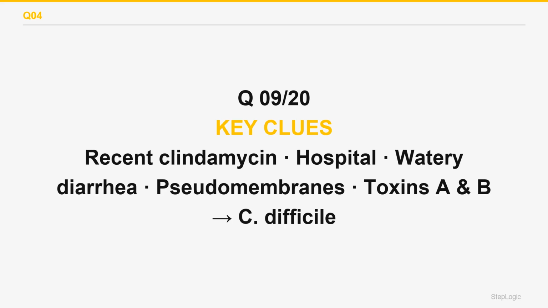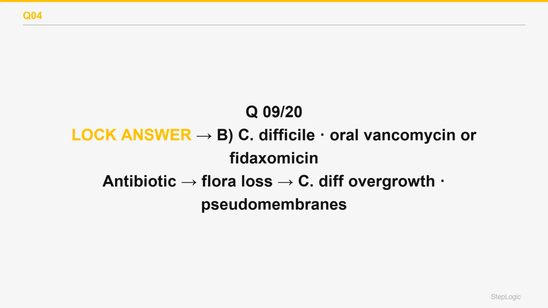First-line treatment is oral vancomycin or fidaxomicin. Note, oral vancomycin works here because it stays in the gut lumen. The key shift to remember: metronidazole was the old first line, but current guidelines favor oral vancomycin or fidaxomicin. Also, stop the offending antibiotic and use contact precautions. Alcohol gel does not kill the spores, so wash hands with soap and water.